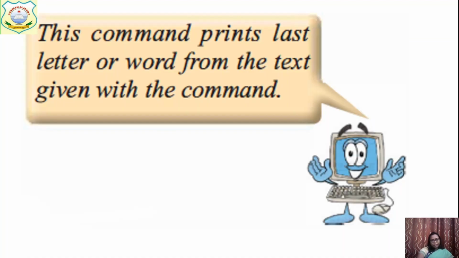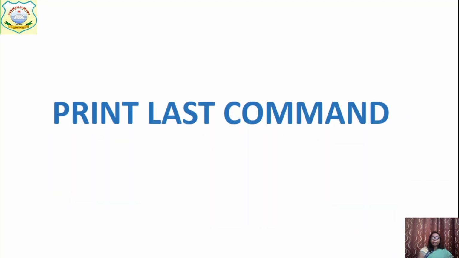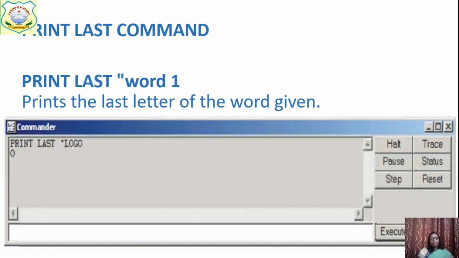Now in the same way we have the command to print the last letter or word. Just as there was print first, here we have print last. Simply print last, double quotes, logo. So what is the last? That is O. If we write print first, it will give you L. If you write print last, it will give you O, the last letter of the word.